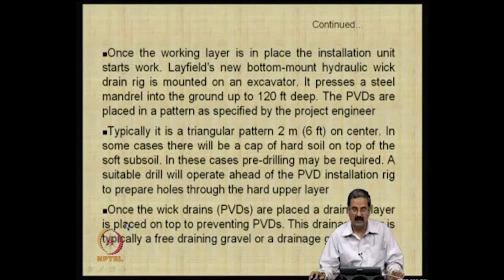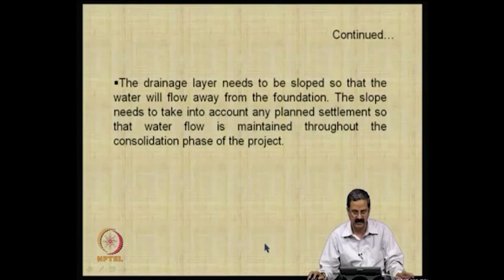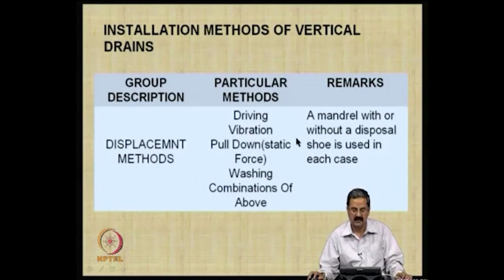Okay. Once the wick drains are placed above the drainage layer, a drainage layer is placed on top, because you need to connect all of them, and the drainage layer is typically a free draining layer or a drainage geosynthetic material. The drainage layer needs to be sloped so that the water will flow away from the foundation area, like that is very important. The slope needs to take into account any planned settlement, so that the water flow is maintained throughout the consolidation phase of the project.